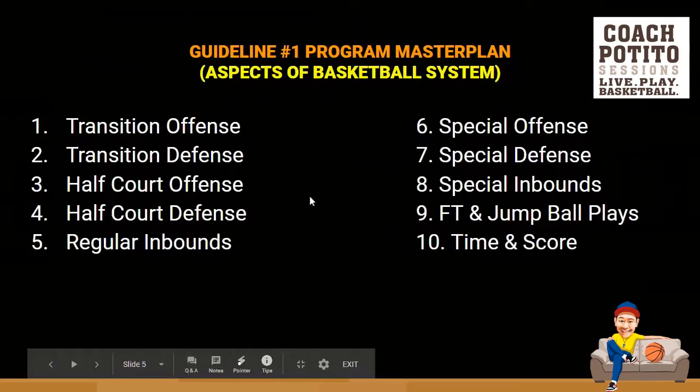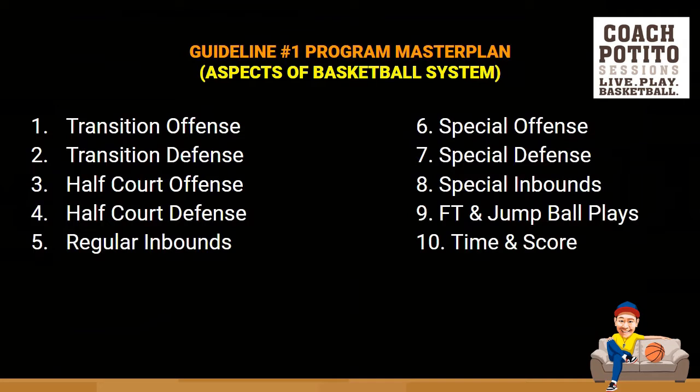An example would be, here I've already prioritized number one for my system, for my team to play basketball, which is transition offense. So that's my priority. The first thing that goes into the list is my transition offense, followed by transition defense, and so on and so forth, until the 10th item, which is the time and score.